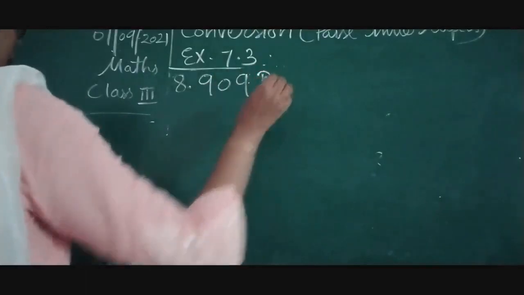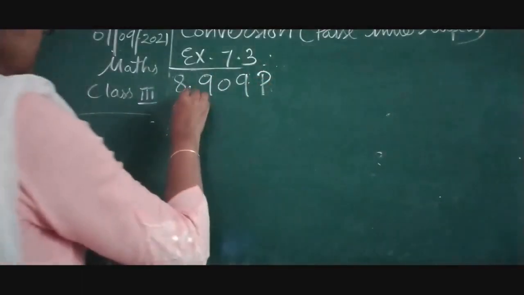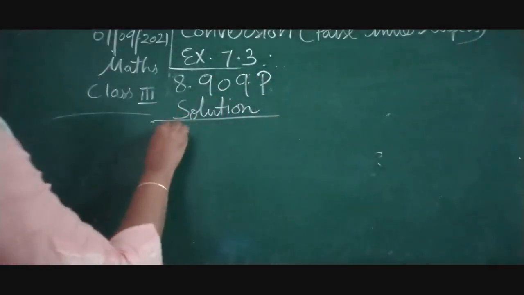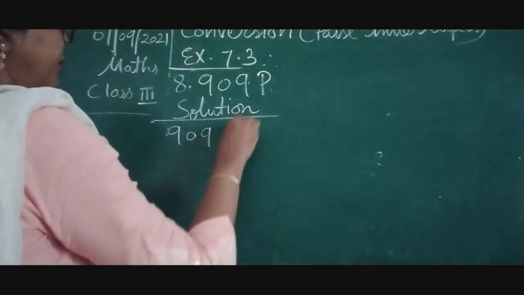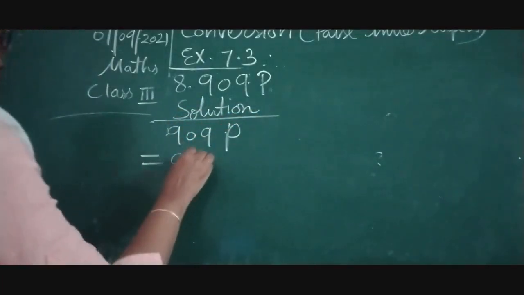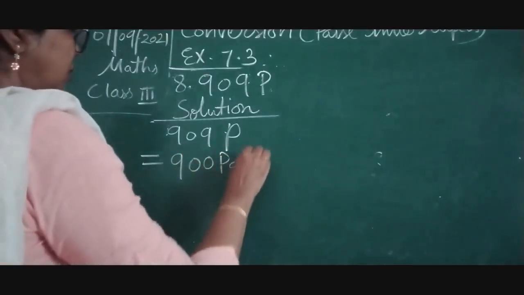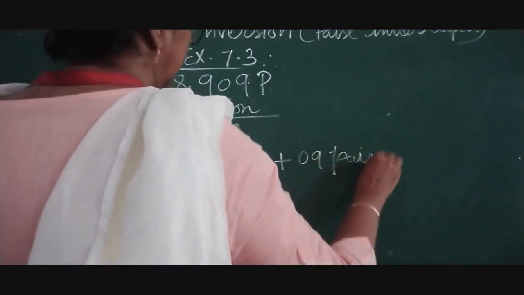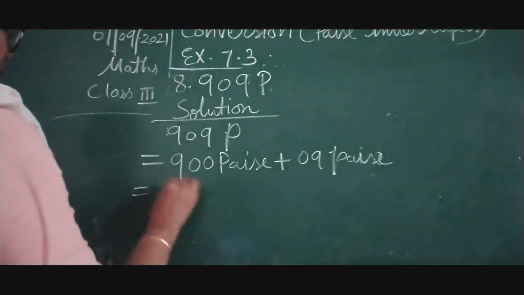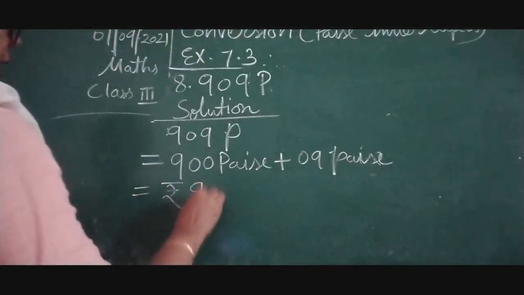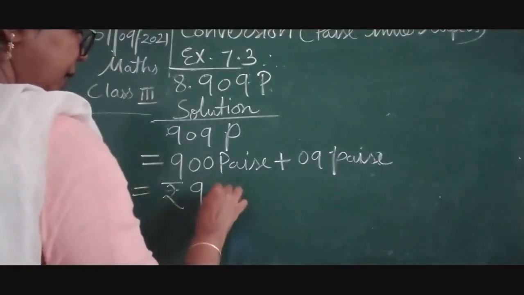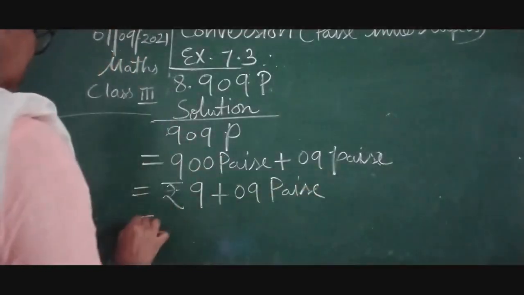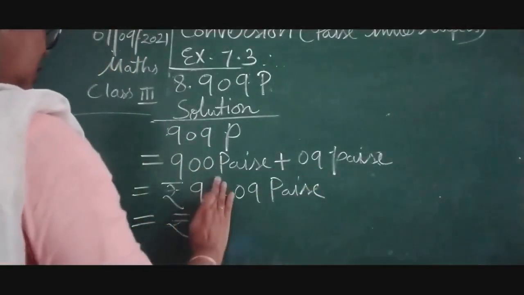909 paise, okay, 909 paise. Solution we will write: 909 paise equal to 900 paise plus 9 paise, okay, equal to rupees 9 plus 09 paise.